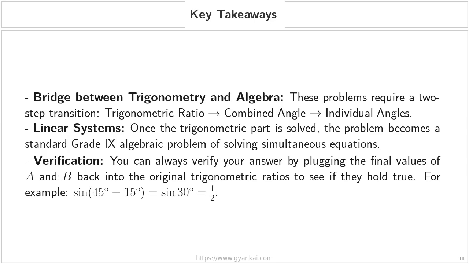Finally, always remember the power of verification. One of the best things about math is that you can check your own work. You can always verify your final answers by plugging your calculated values for A and B back into the original trigonometric ratios to see if they hold true. For instance, if we take our result and test it, we can see that sine of 45 degrees minus 15 degrees equals sine of 30 degrees, which indeed equals 1/2. This simple check can give you great confidence in your final answer before you even hand in your paper.